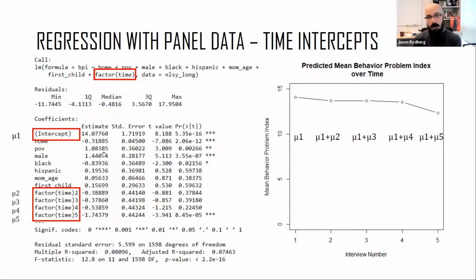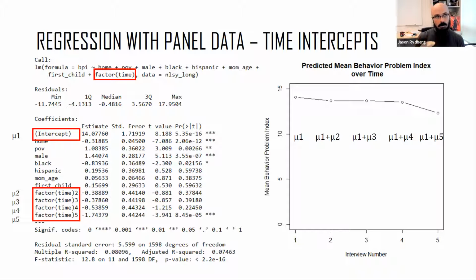This effect for poverty, for instance, contains within unit variation. When we compare one unit at a time point when they were not in poverty to that same unit when they were at a time point and they were in poverty, this is the expected shift in the outcome. The behavioral problem index will go up. At the same time, when you compare one unit who is in poverty to another unit who was not in poverty, this is that change as well. The assumption is that those two effects would be the same, all right?